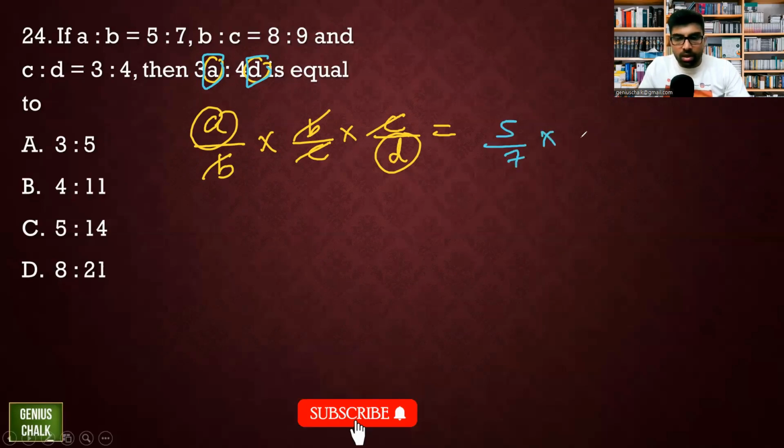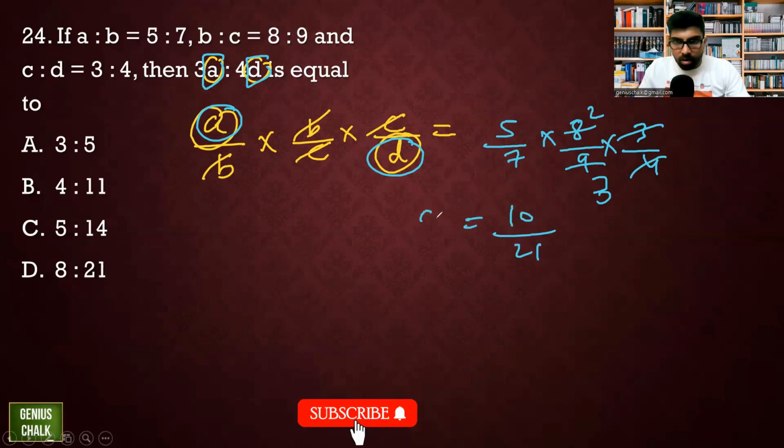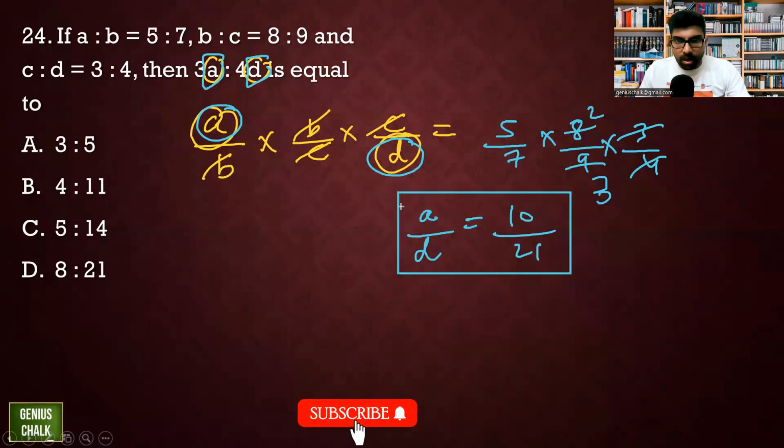This is 8 by 9. This is 3 by 4. So this is what we are getting, A by D first. So 3 3s are 9, 4 2s are 8. So this is 10 by 21. A by D is 10 by 21.